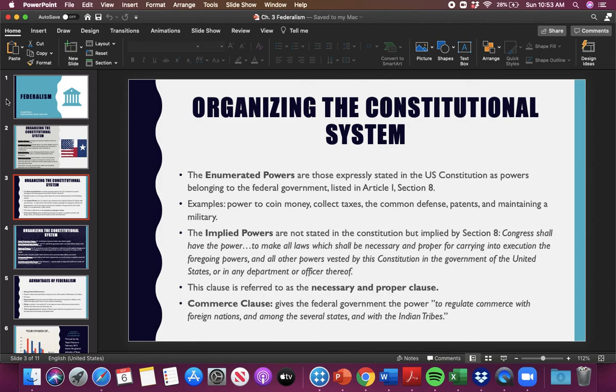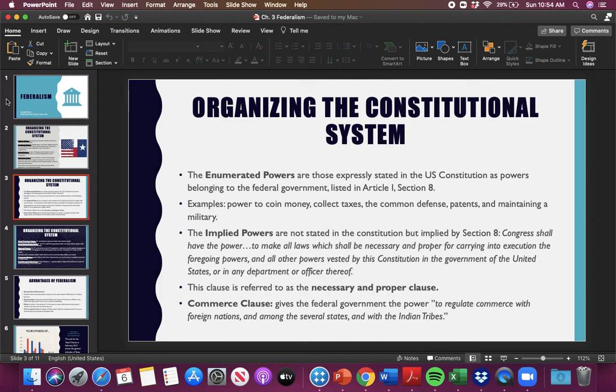Now, the states will start to clash with the federal government when they feel that they're taking the implied powers too far. If they're trying to assume powers that they are not given expressly, if they're trying to get involved in state affairs, things that states have authority over, that's typically when they clash with one another.